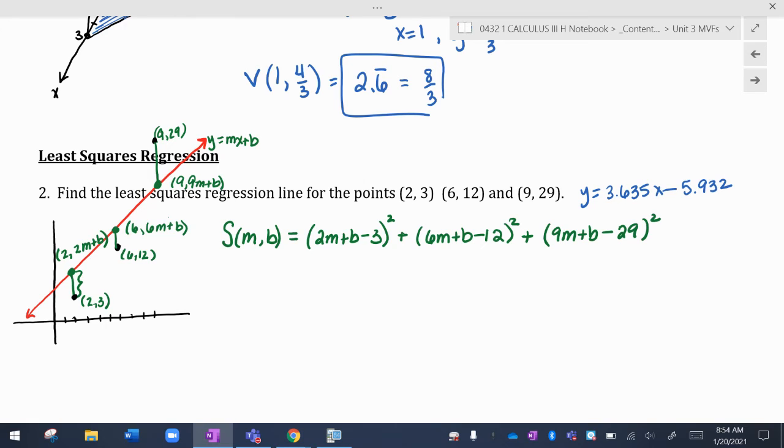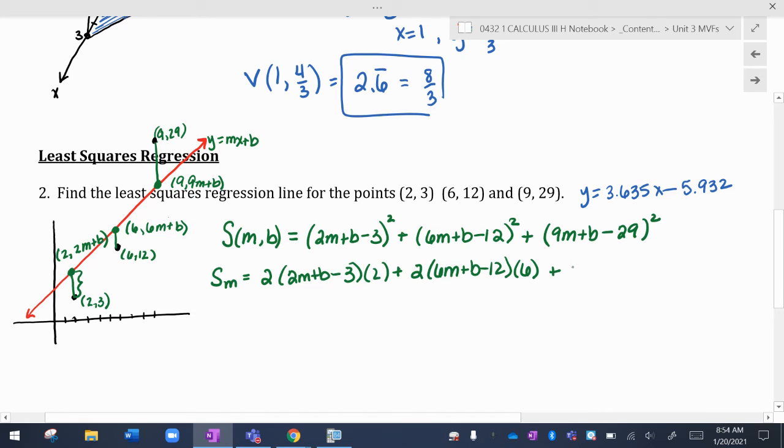Well, if I want to find the minimum value, I want to find a critical point. So I want to find when S sub m and S sub b equal 0. S sub m is 2 times (2m plus b minus 3) times 2, plus 2 times (6m plus b minus 12) times 6. I'm just doing the chain rule right now. Plus 2 times (9m plus b minus 29) times 9. And I want to set that equal to 0.